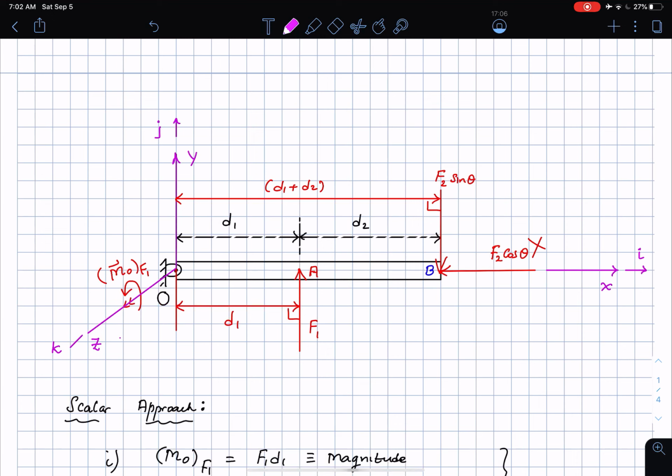Alright, so I have the moment due to that force pointing in the negative z direction. So that's going to be the moment about the point O due to the force F2 sine theta. Once again, take the fingers of your right hand and align them to the force F2 sine theta. Your palm, important thing, should be facing the point of interest. And then you curl your fingers, and your thumb is going to be pointed into the page.